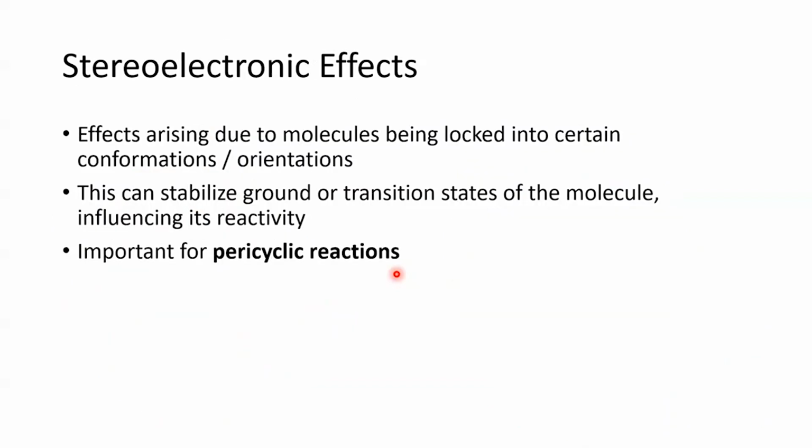Moving on to the often neglected final trend, which is stereoelectronic effects. These effects arise due to molecules being locked into certain conformations and orientations, often by electronic and steric effects, and these stabilize ground or transition states in the molecule, thereby influencing their reactivity. These are particularly important for pericyclic reactions.